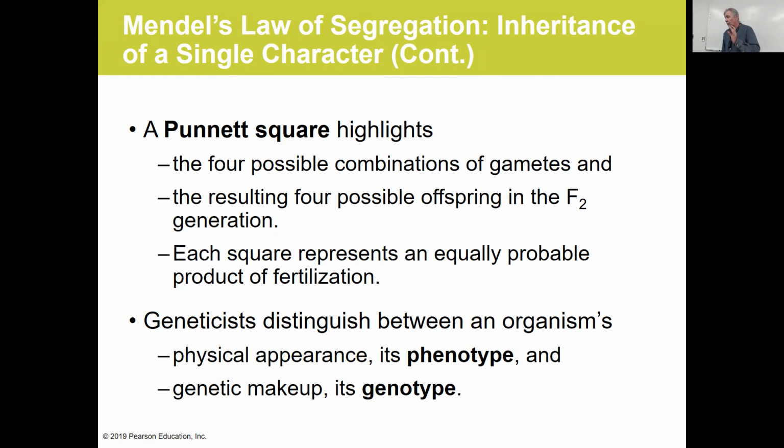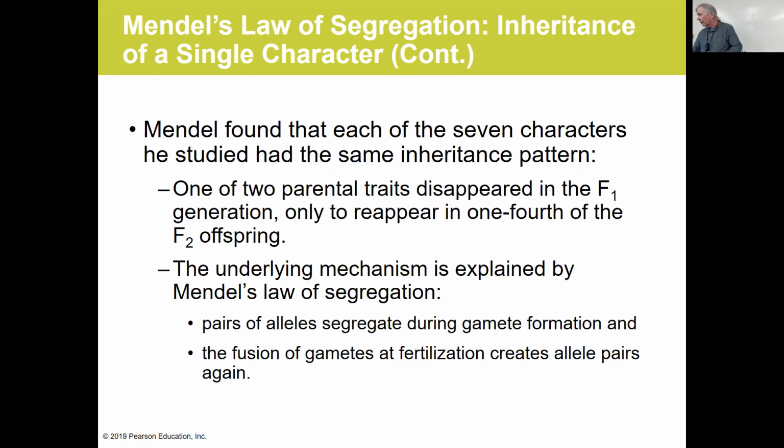So geneticists distinguish between an organism's physical appearance, its phenotype. And that physical appearance is not always noticeable from the outside, but it's still a phenotype. Because later on we'll talk about human blood types. That's a phenotype. I'm A positive. You can't tell that much by looking at it, but it's still a phenotype. Right? You can figure it out by tests, but anyway, it's still a phenotype. But the genetic makeup, which is what combination of alleles you have at a particular gene locus, is your genotype. Right? What allele combinations do you have?